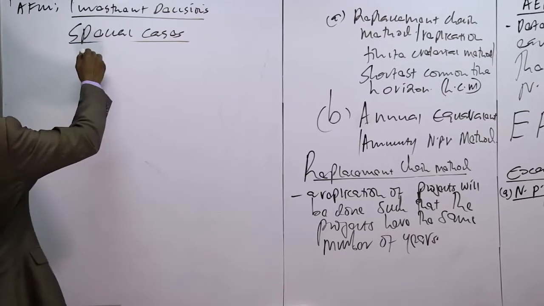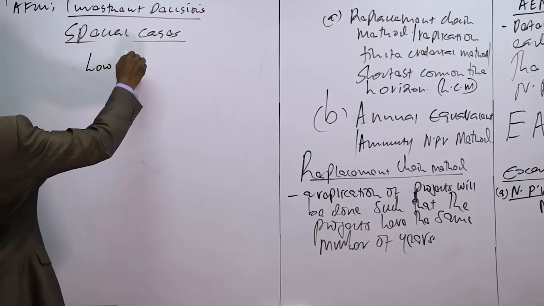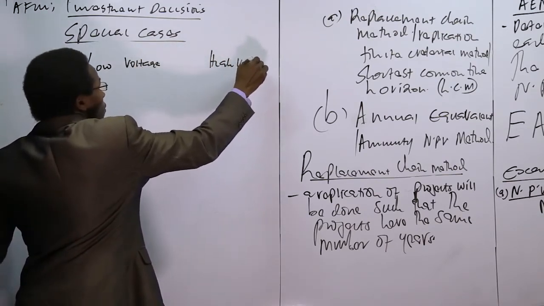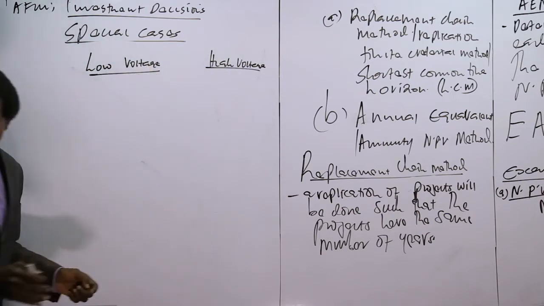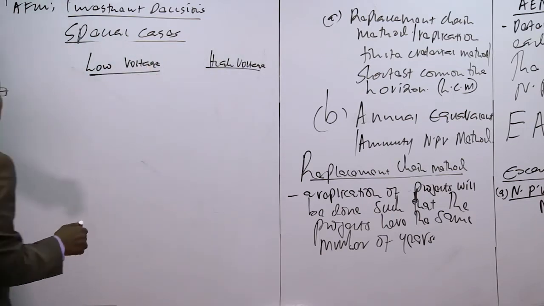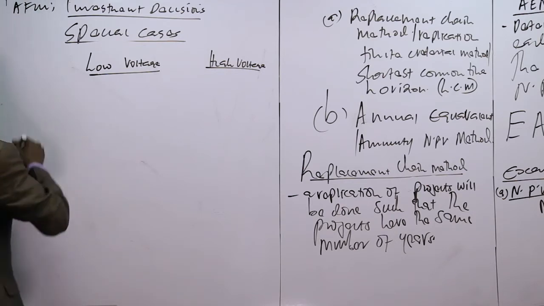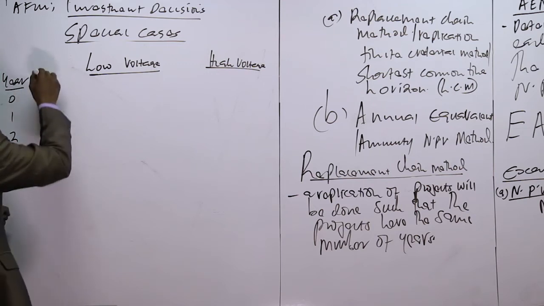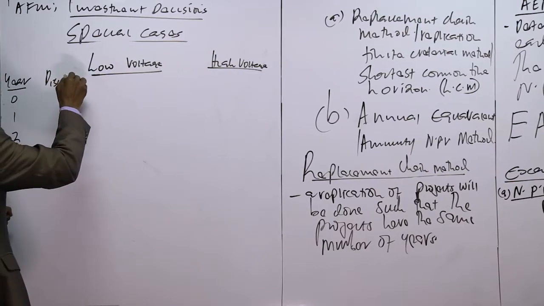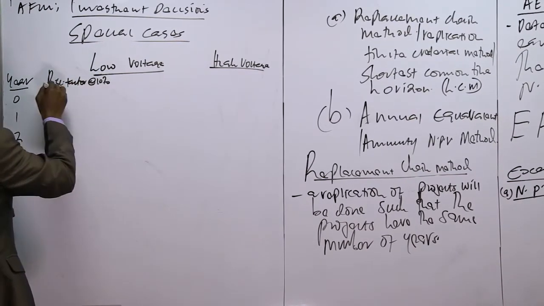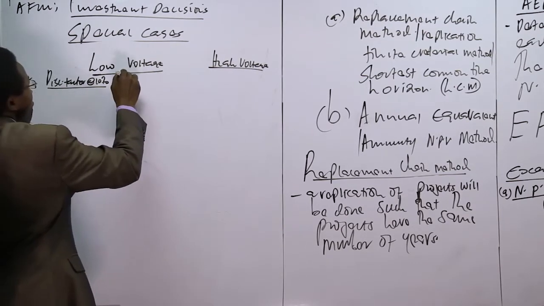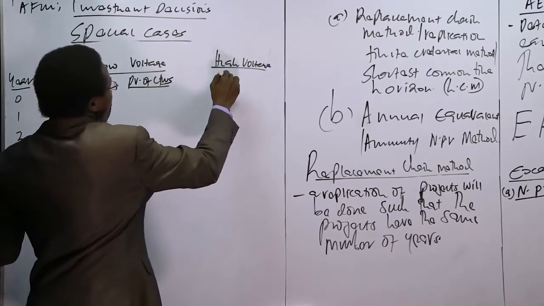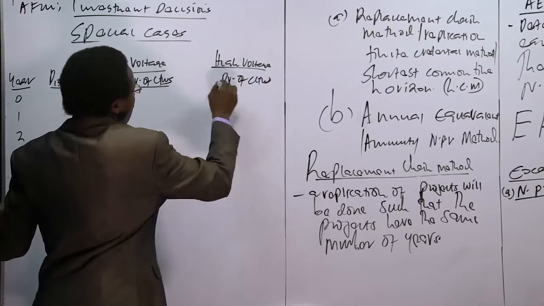We have low voltage, and we have the high voltage. The discounting rate is 10%. All of them. So we have the year 0, 1, 2, 3, 4. Then we have the discounting factor at 10%. Then we have, for low voltage, the present value of cash flows, and we also have the present value of cash flows.